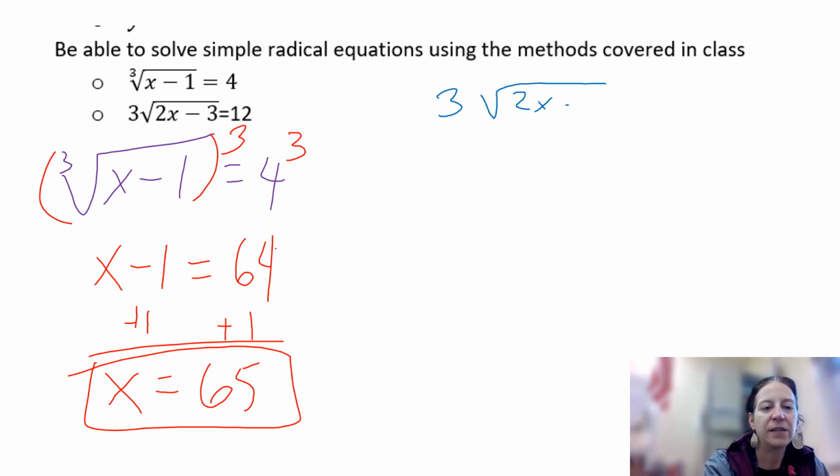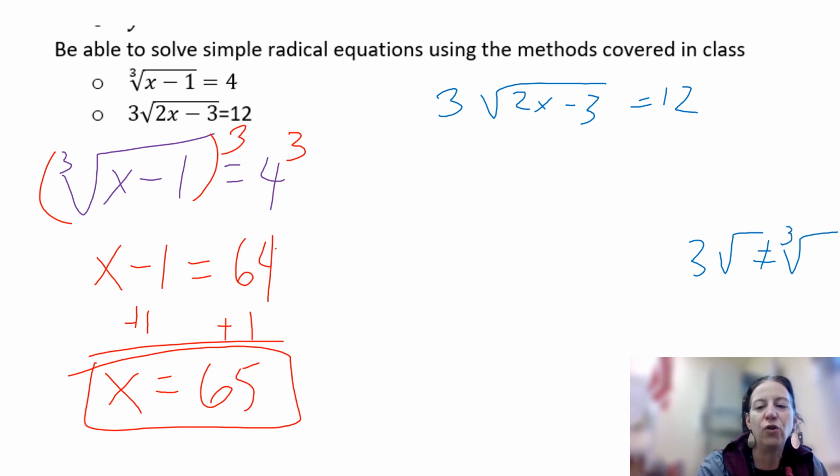And this is 2x minus 3 equals 12. Now, I do want you to note that is 3 times the square root, which is not the same as the cube root. Okay, so those also are not the same symbol. Make sure that you know what you're looking at.